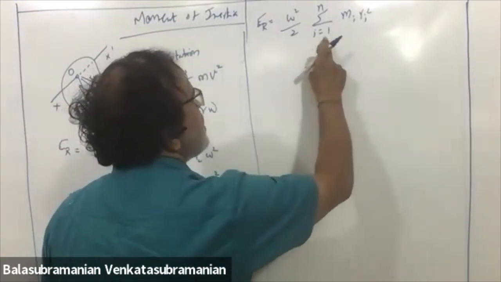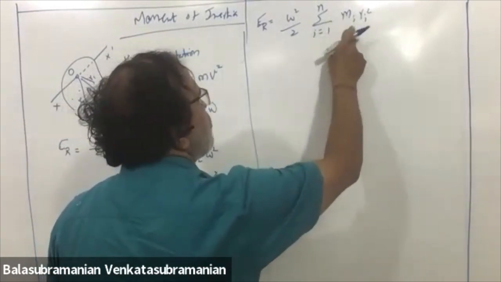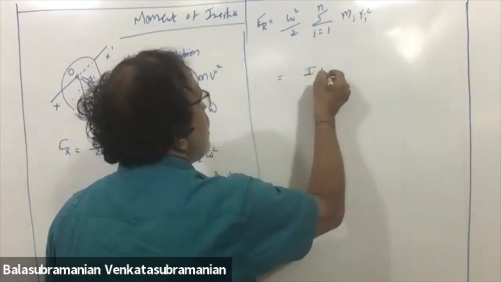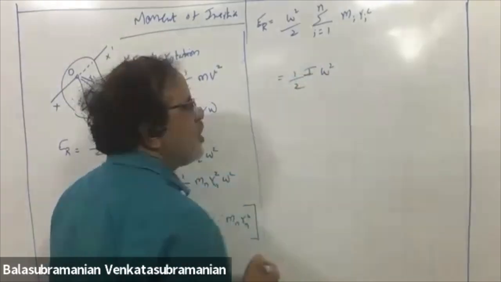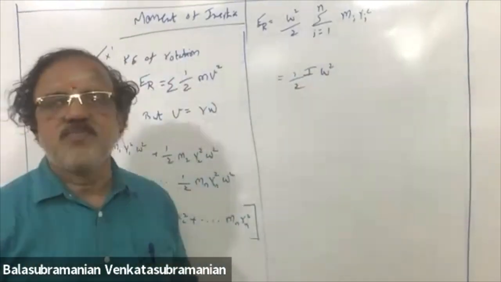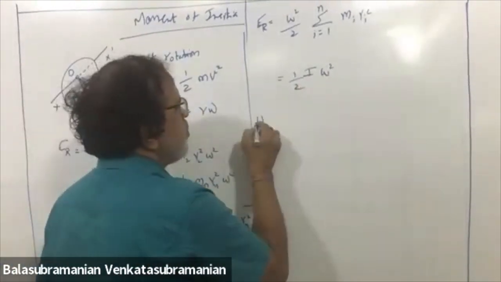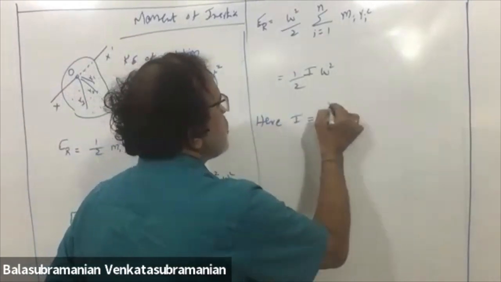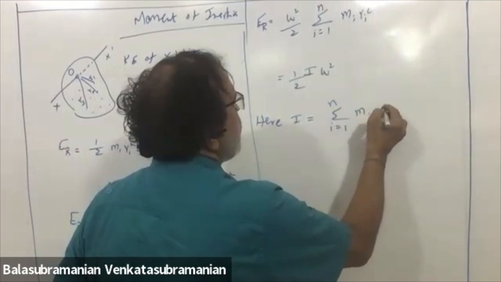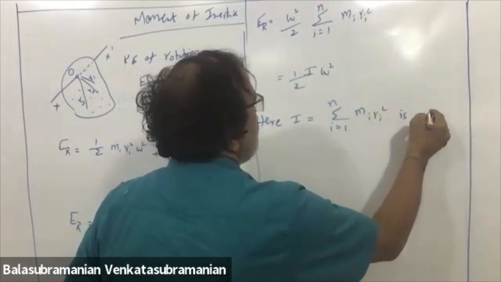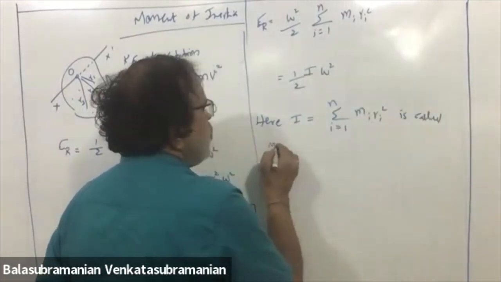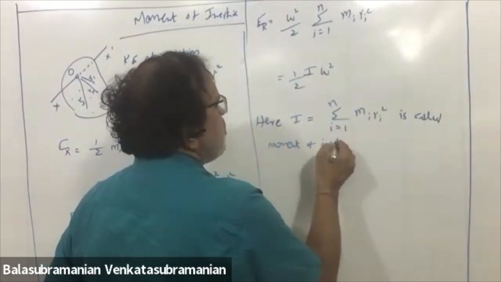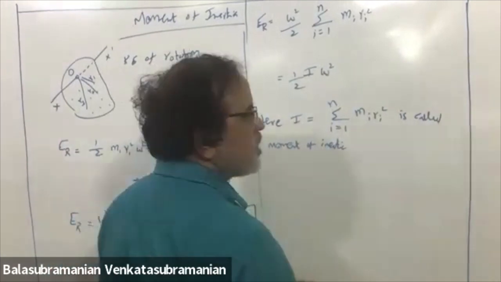This sigma i equal to 1 to n, mi ri square, is called moment of inertia I. So half I omega square, where I is equal to sigma i equal to 1 to n, mi ri square, is called moment of inertia of the rigid body.